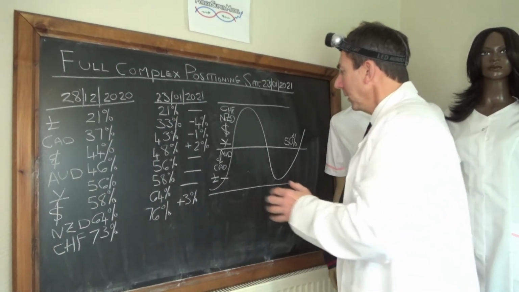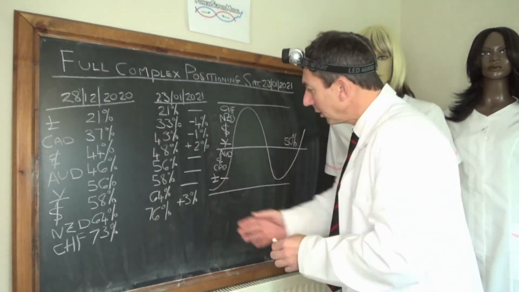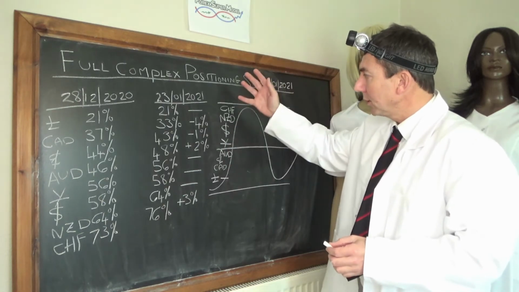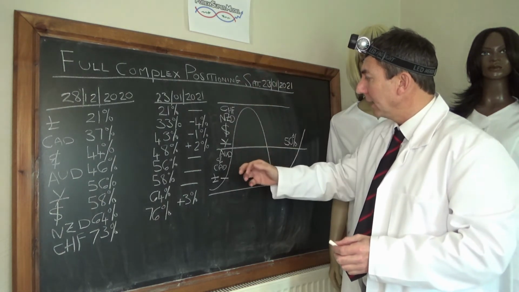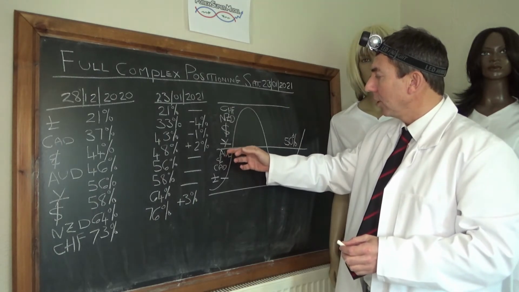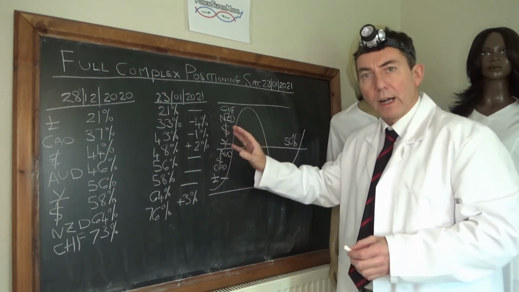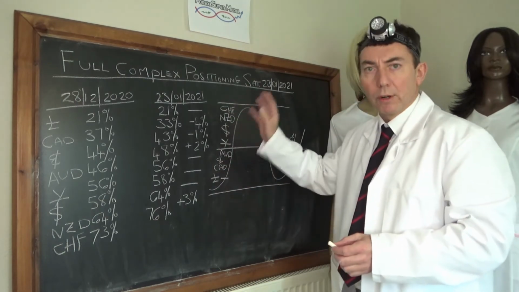So that's where we are. You've got the pound as the weakest, the Swiss franc as the strongest complex, and the AUD is knocking on the door with the yen around the halfway mark, and the others are somewhere in between.